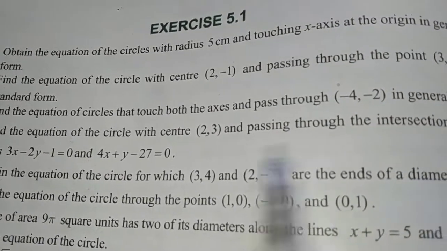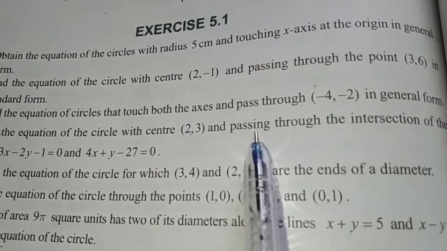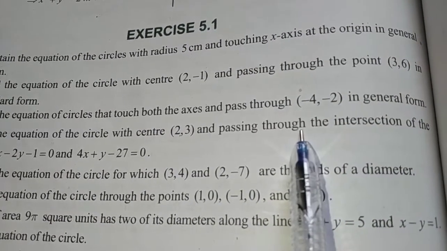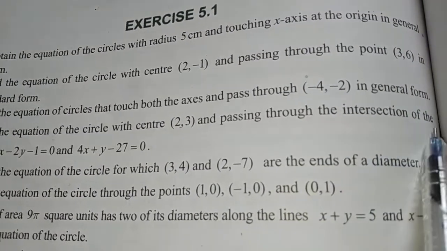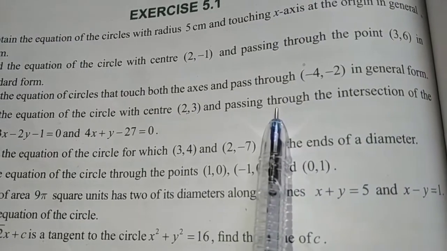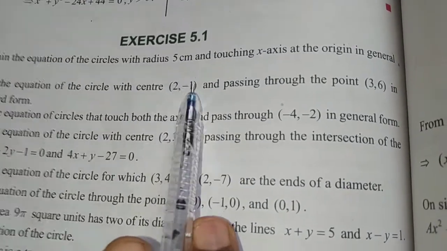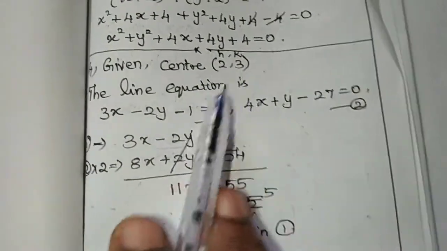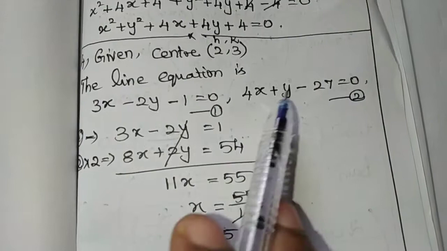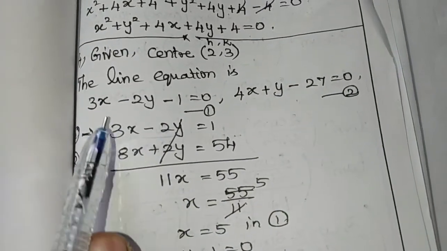Okay, next fourth sum: find the equation of the circle with the center (2, 3) and passing through the intersection of the lines. Center given, passing through the point directly not given, the intersection of two lines. Solving these two equations, we get one point. That point is the point it passes through. Okay, now similarly second sum method. Center (2, 3), two line equations given.